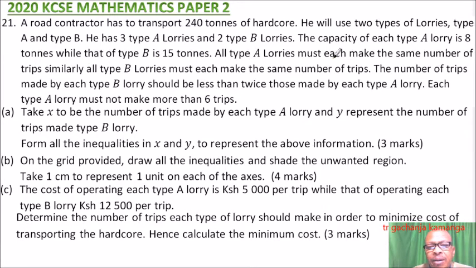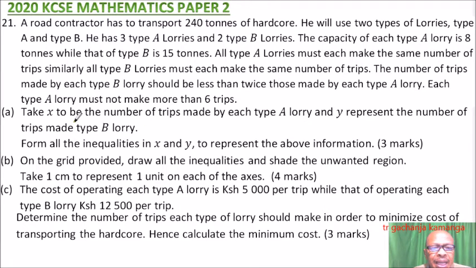All type A lorries must each make the same number of trips. Similarly, all type B lorries must each make the same number of trips. The number of trips made by each type B lorry should be less than twice those made by each type A lorry. Each type A lorry must not make more than 6 trips.